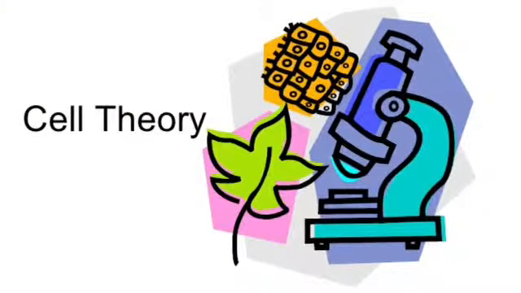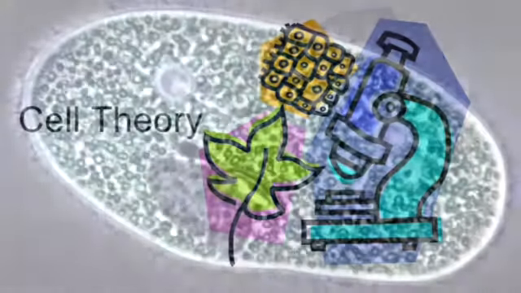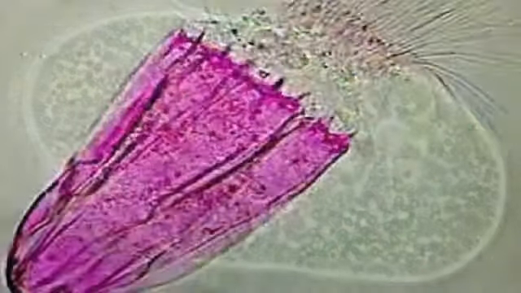The three parts of the cell theory are: first, all organisms are composed of cells. Second, cells are the basic unit of life. And lastly, cells are made by the division of pre-existing cells. This is known as mitosis.